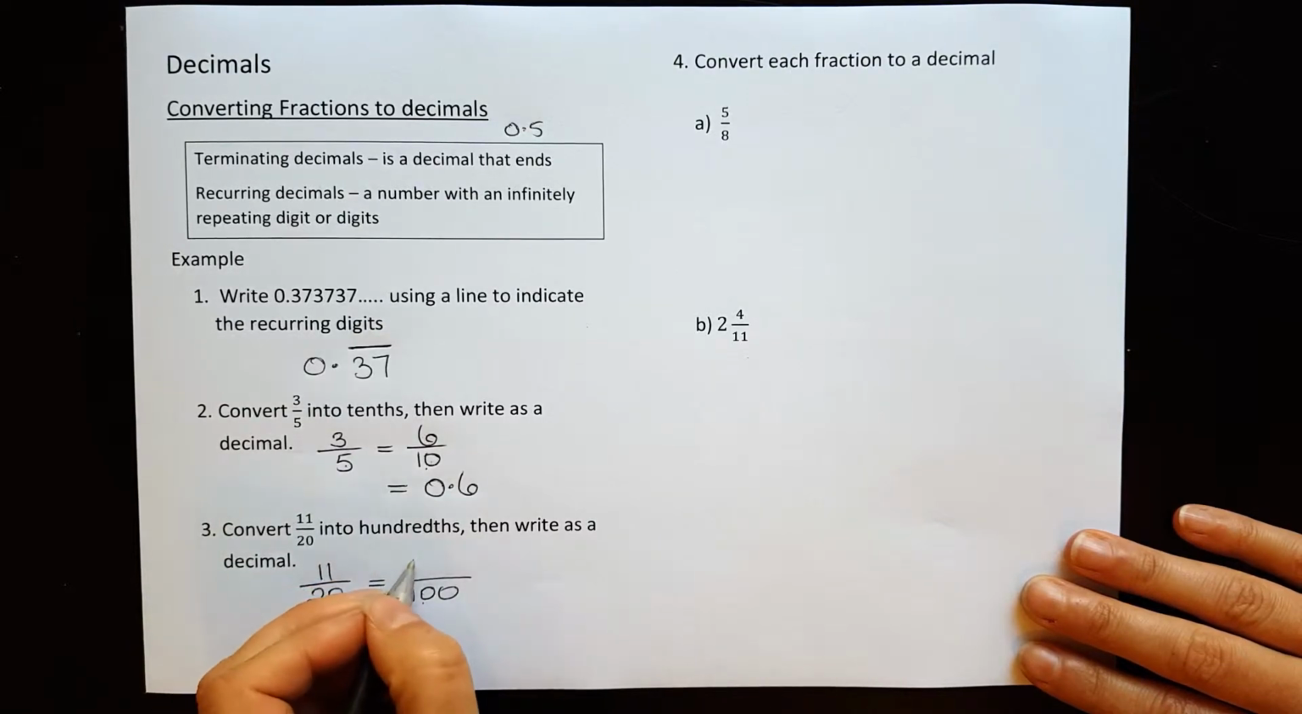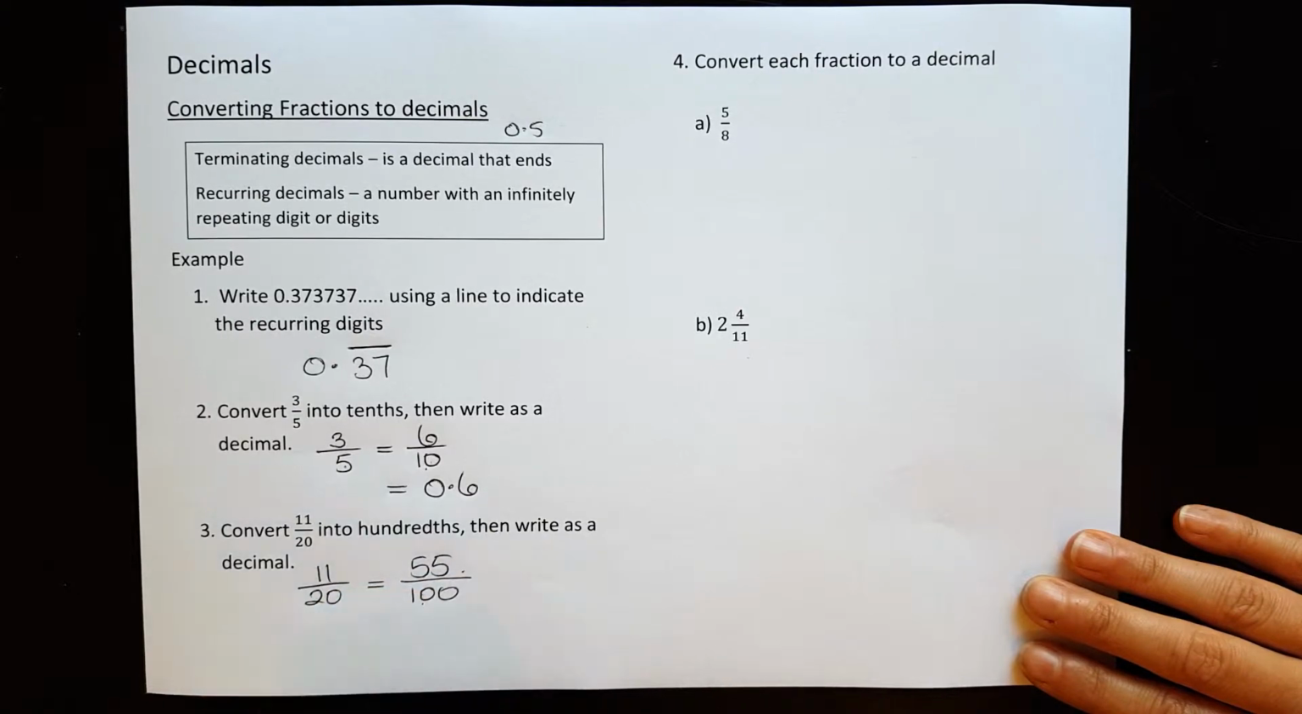11 times 5 is 55. Now that I have 55 hundredths, that's easy to write as a decimal. It will be 0.55.